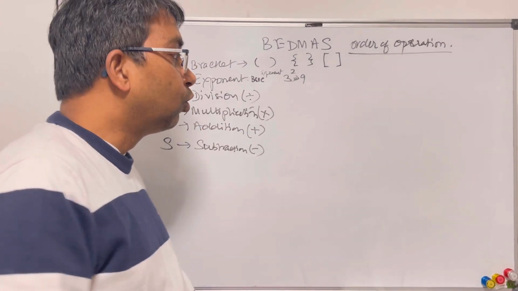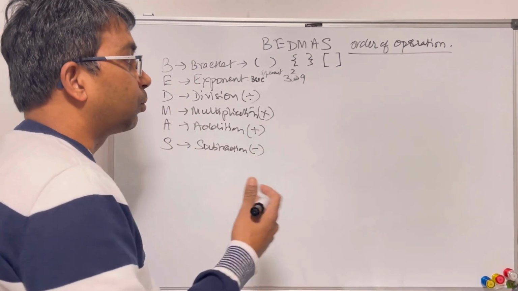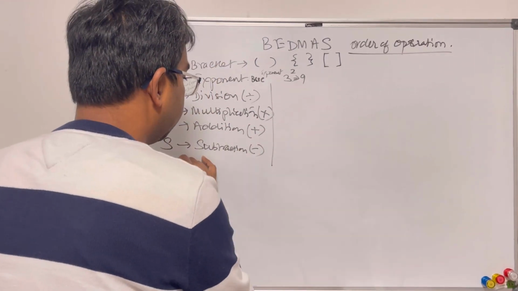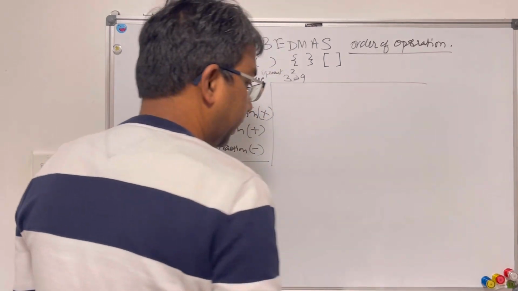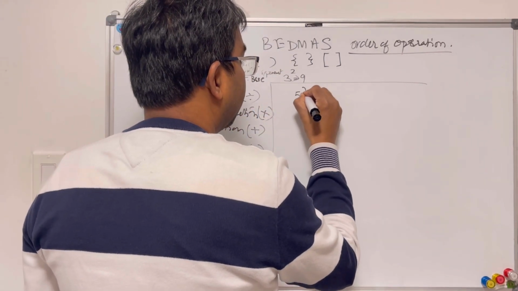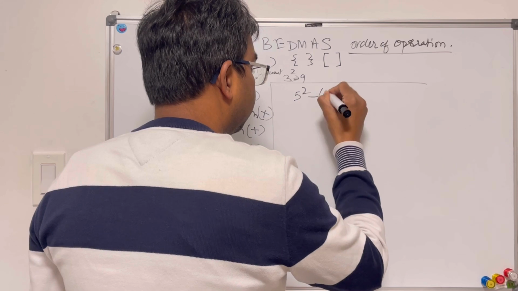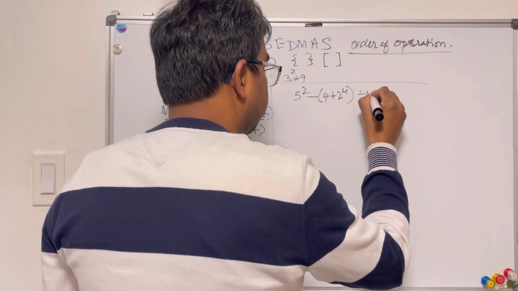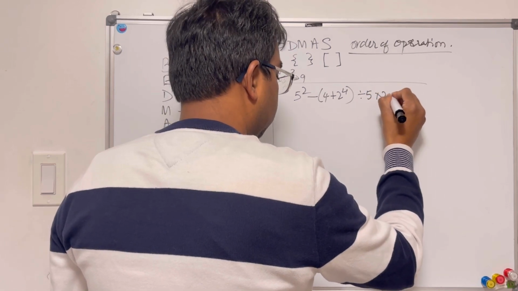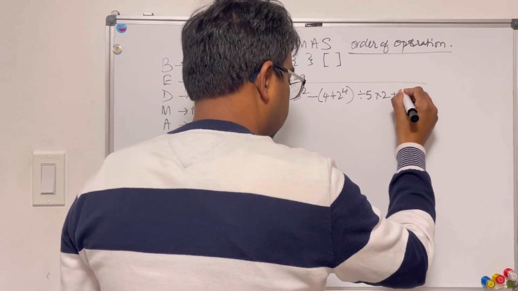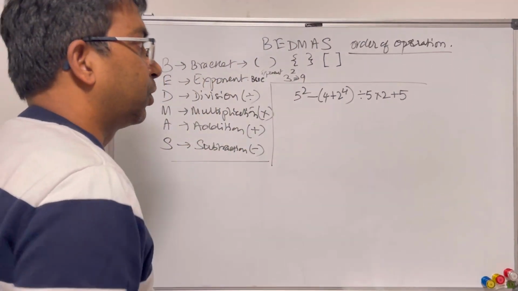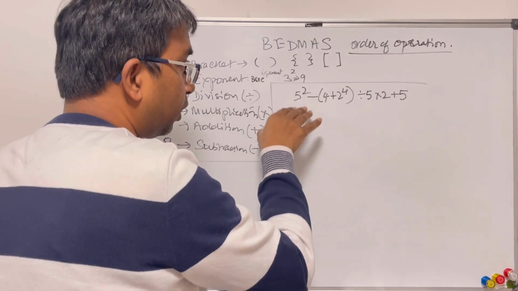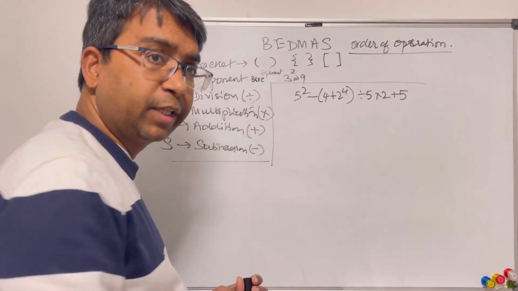Okay. So we'll go to a problem and we'll learn how that problem is solved. Then we'll understand a little bit more about that. Say for example, I'll write a problem here for your easy understanding and we'll go by that. So my problem is, say for example, 5 square minus 4 plus 2 to the power of 4 divided by 5 multiplied by 2 plus 5. Okay, I have this mathematical equation. BEDMAS is the order of operation, in which order you will do the operations of this mathematical equation.